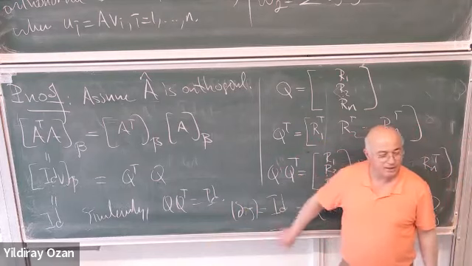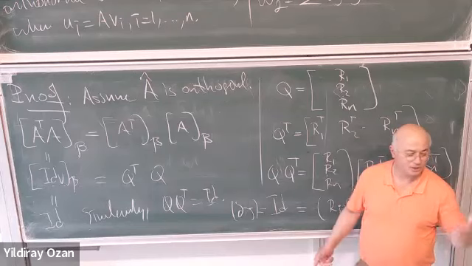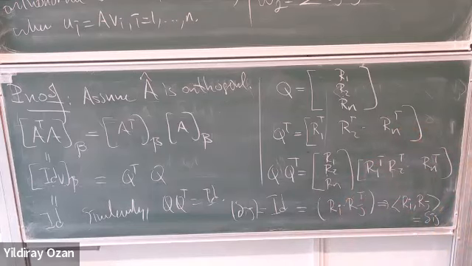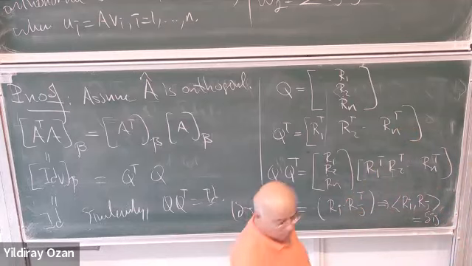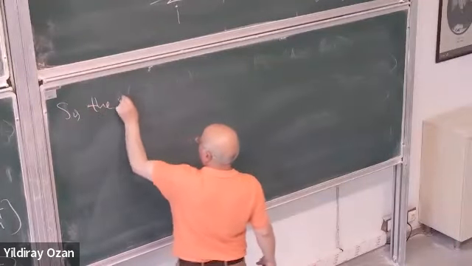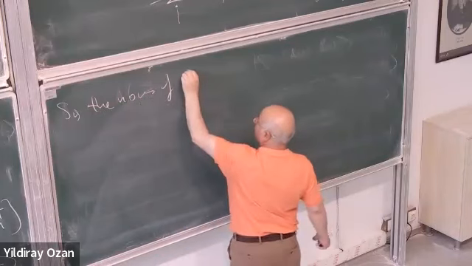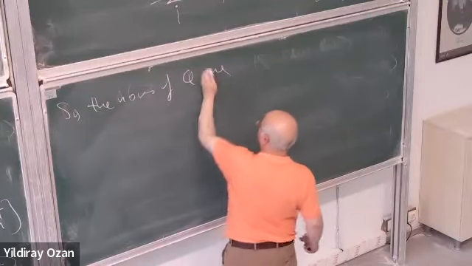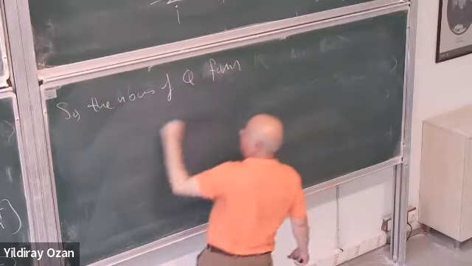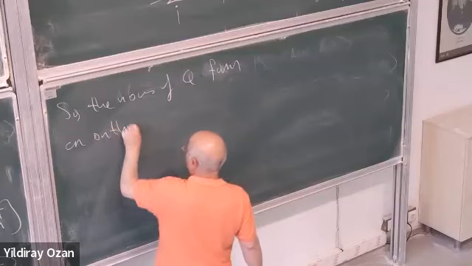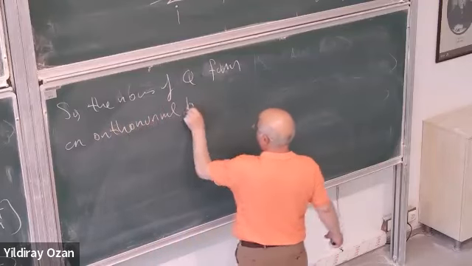Identity'nin entry'leri neler? Eşitse bir, farklıysa sıfır. So the rows of Q form an orthonormal basis.